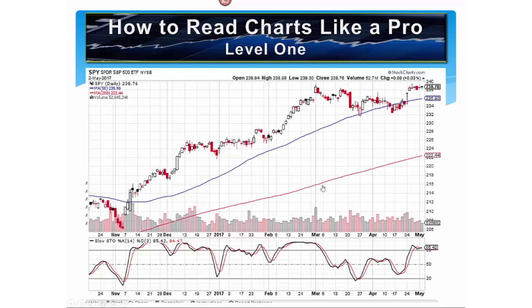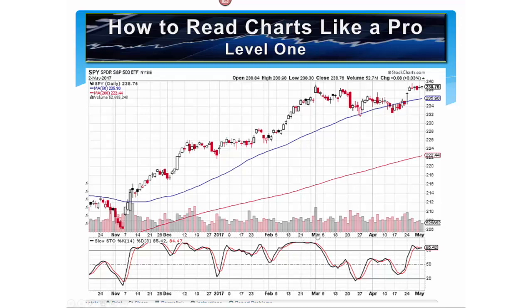Okay? So that's stochastics. Now, stochastics works on the other side as well, but you can see that if it goes above 80, we would consider that to be overbought. You probably wouldn't want to initiate a new long position there unless you were really bullish, but you certainly don't want to sell short because we're in an uptrend. Never short an uptrend unless you're playing my mean reversion trading system, in which case be very careful when you short an uptrend.